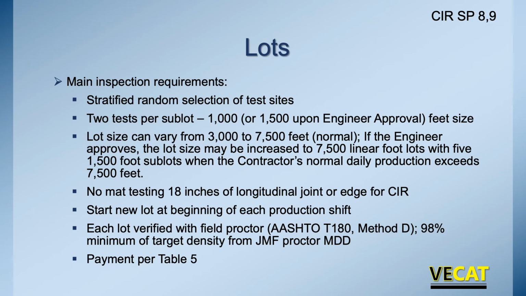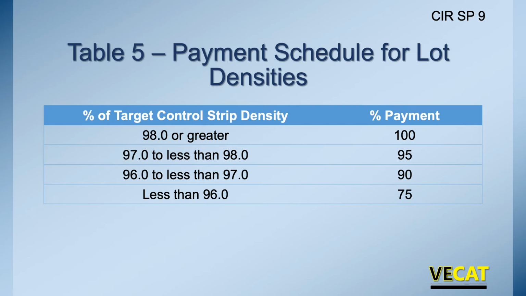And very importantly, payments per Table 5. So in that special provision, what is the percentage of our control strip density? So we were able to achieve X pounds per cubic foot. Are we 98% or greater of that? So to make math easy, if your control strip that passed was 100, you've got to be at 98 or higher to get 100% pay. If you're at 97 to 98 pounds per cubic foot, you're at 95, and if your target's 100 and you're less than 96 pounds, you're at 75% pay.